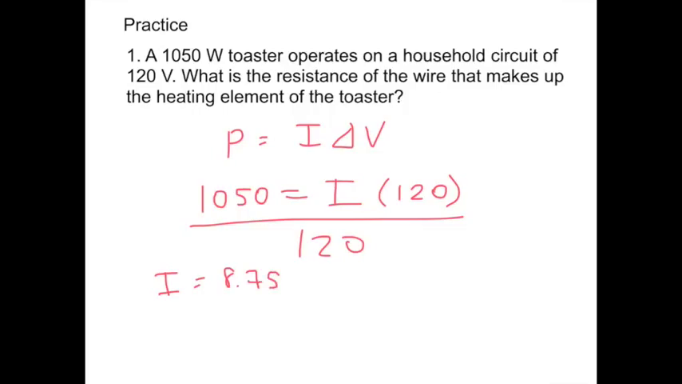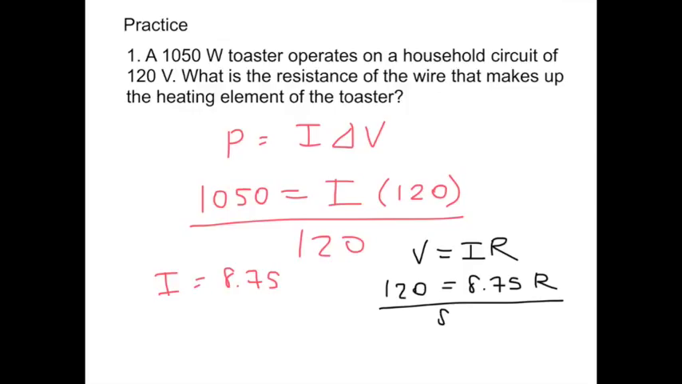Now we're not completely done because they're asking for the resistance. So we'll have to turn to another equation that we've learned, where V is equal to IR. Now we know the potential difference, which is 120 volts. We know the current, which is 8.75, and we're solving for the resistance in ohms. By dividing both sides by 8.75, we get that the resistance, or R, is equal to about 13.7 ohms.